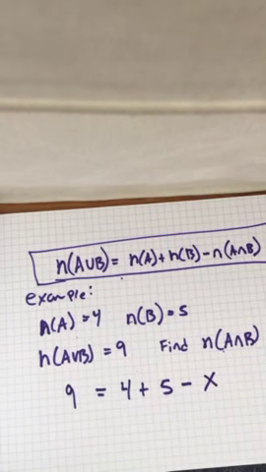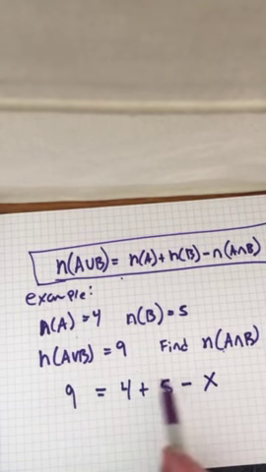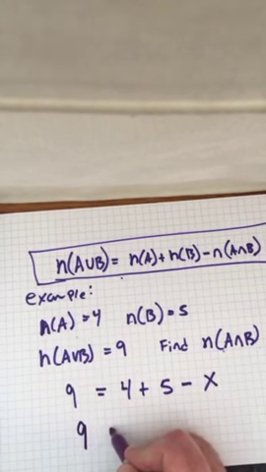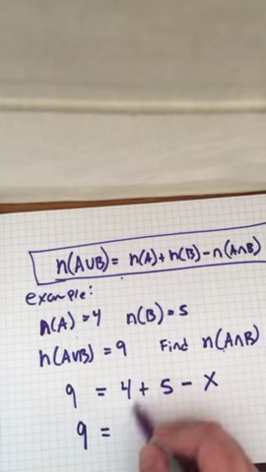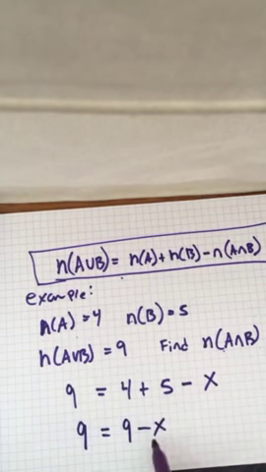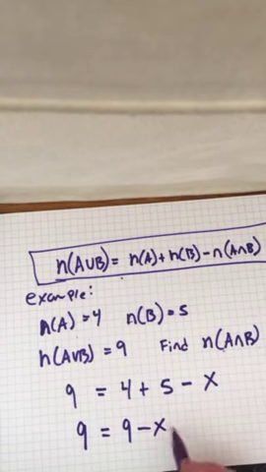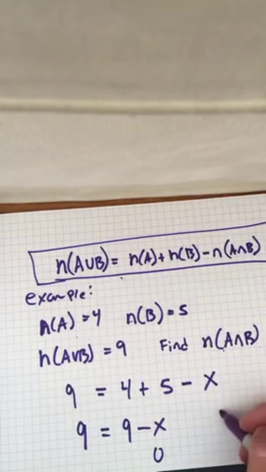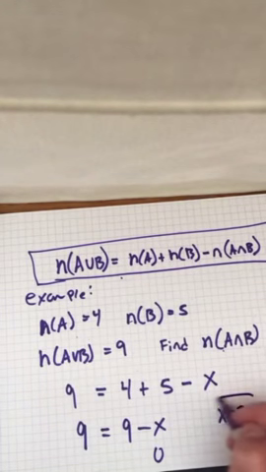You could just put that whole thing here, or you can call that x. Well, this one turned out to be pretty easy, because if I look at it, I say 9 is equal to 4 plus 5 minus how many? In this case, 9 turns out to be equal to 9 minus x. What does x have to be in order to make these two equal to each other? It has to be 0. 9 minus 0 is equal to 9. So we have x is equal to 0.